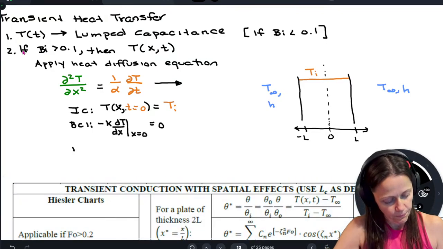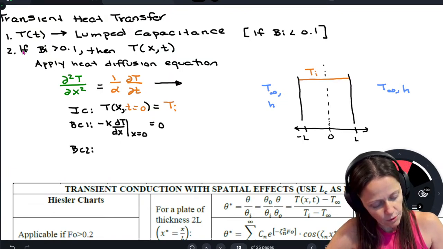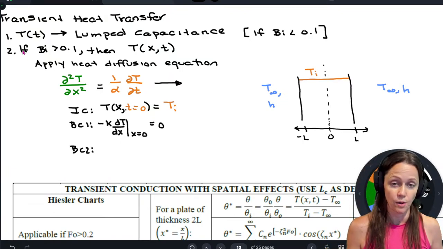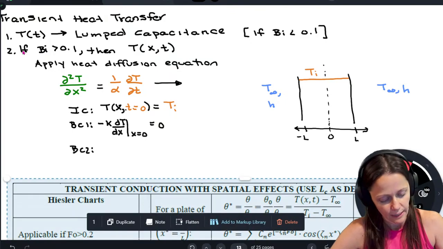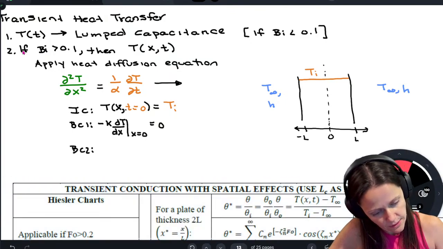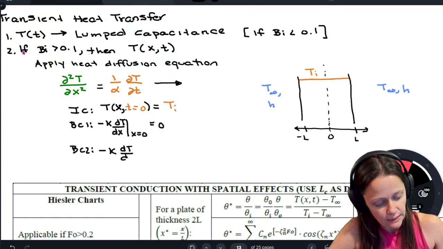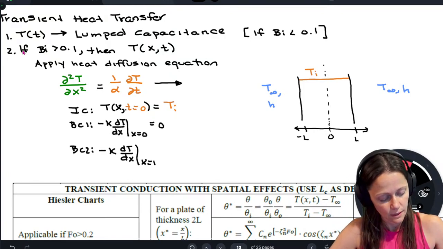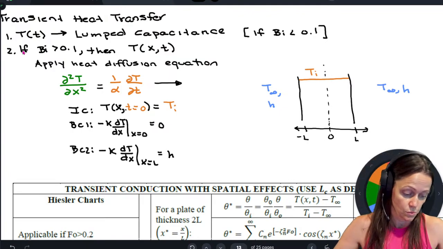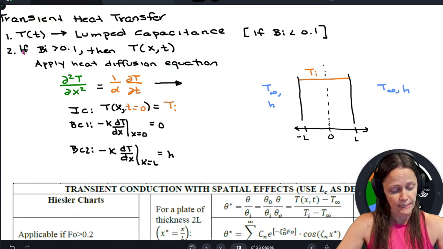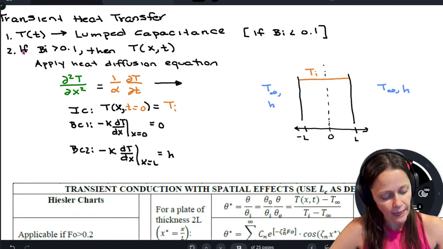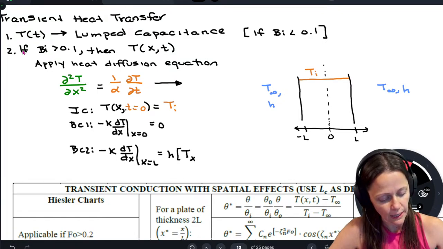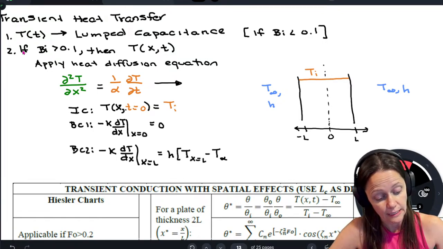The other boundary condition is at x equals L, where we've got convection. So I'd have negative k dT/dx at x equals L, and that would be equal to, well, Newton's law. I'm writing it in terms of heat flux, so it'll be h times T at x equals L minus T infinity.